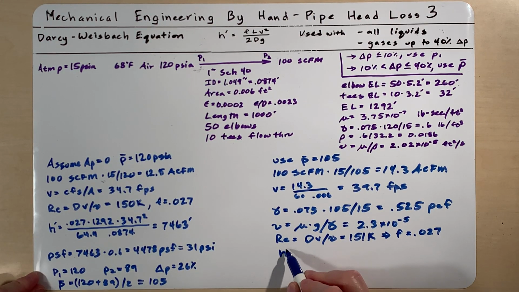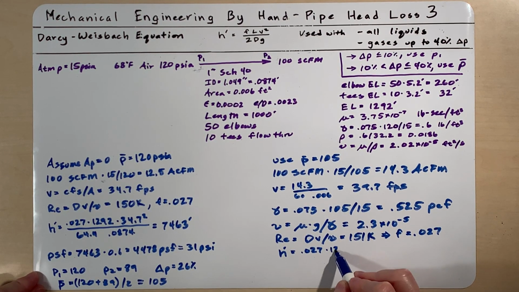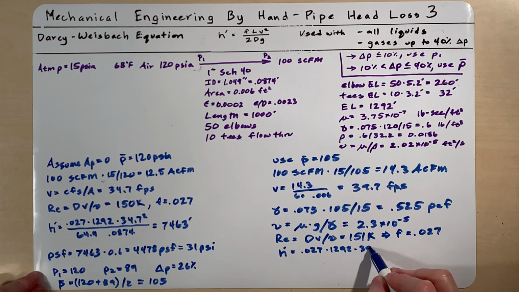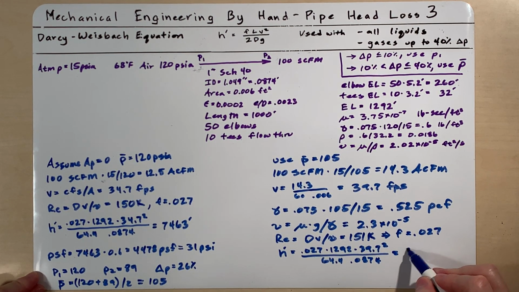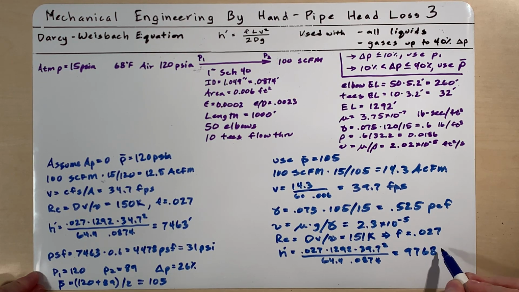Okay, now we can calculate this head loss, and so it'll be 0.027 times 1292 times 39.7 squared over 64.4, and the diameter 0.0874, which is equal to 9768 feet.